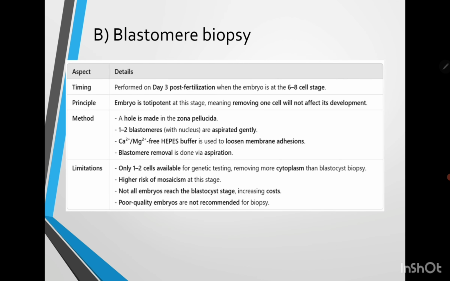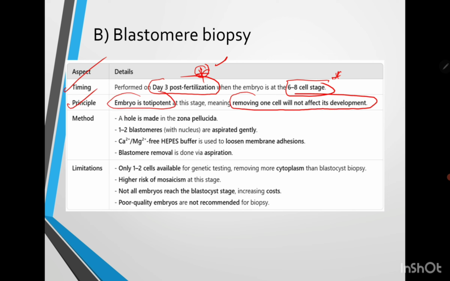So blastomere biopsy, the timing: the blastomere biopsy is performed on day 3 post fertilization, when the embryo is 6 to 8 cells. Very, very important. Blastomere biopsy has to be on a day 3 embryo, 6 to 8 cell stage. The principle is that the embryo is totipotent at this stage, meaning removing one cell will not affect its development. So a hole is made in the zona pellucida, and 1 to 2 blastomeres with nucleus are aspirated gently.